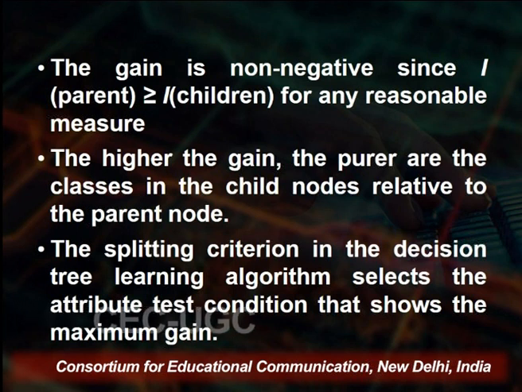Now, this delta value or the gain in purity will always be non-negative. It will always be non-negative because the impurity of the parent will always be greater than or at least equal to the impurity of the child. Otherwise, what is the point in splitting the parent? So, the higher the gain, the purer are the classes in the child nodes relative to the parent.